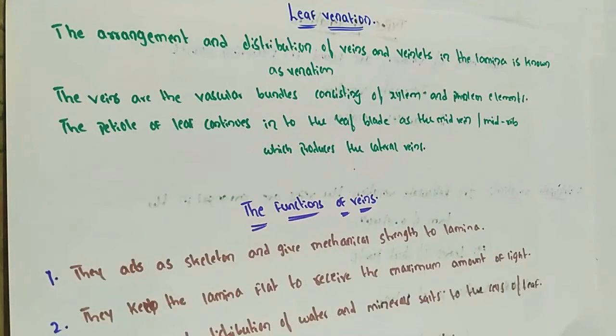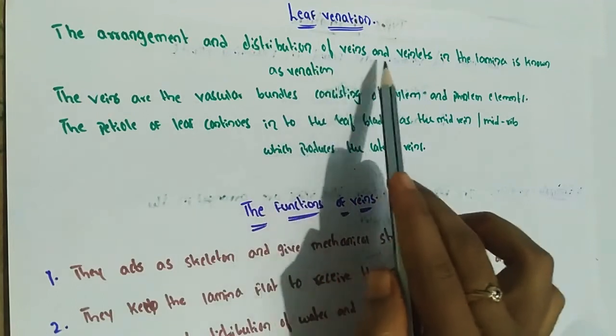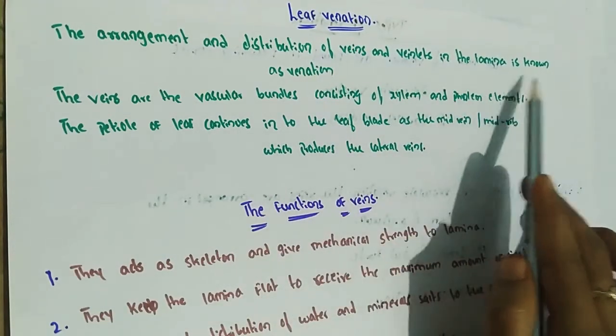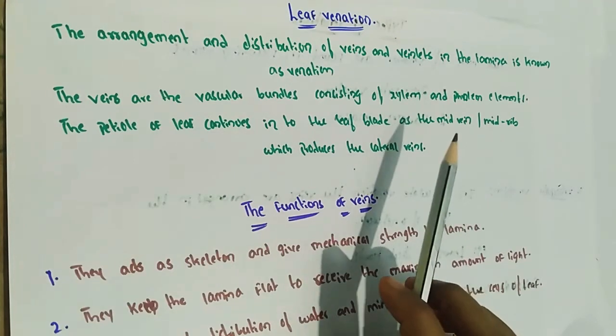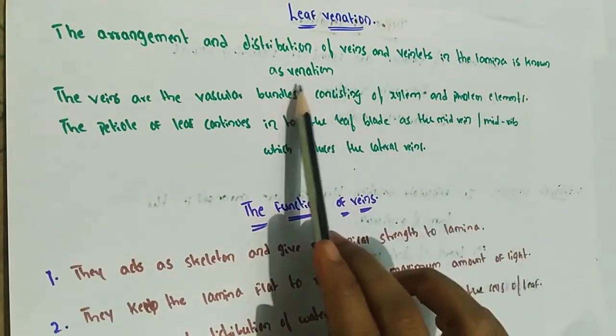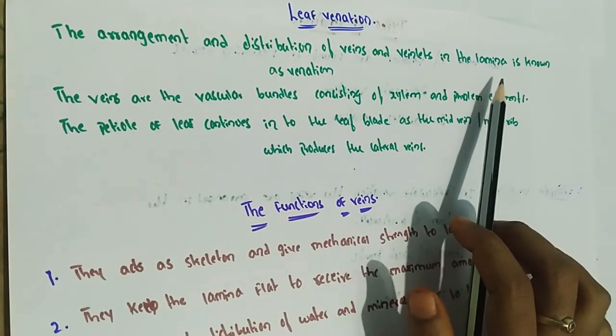Students, in this video we will learn about leaf venation. The arrangement and distribution of veins and veinlets in the lamina is known as venation. Here, how the veins are distributed and arranged in the leaf is called venation. Lamina means the broad expanded structure attached to a leaf.